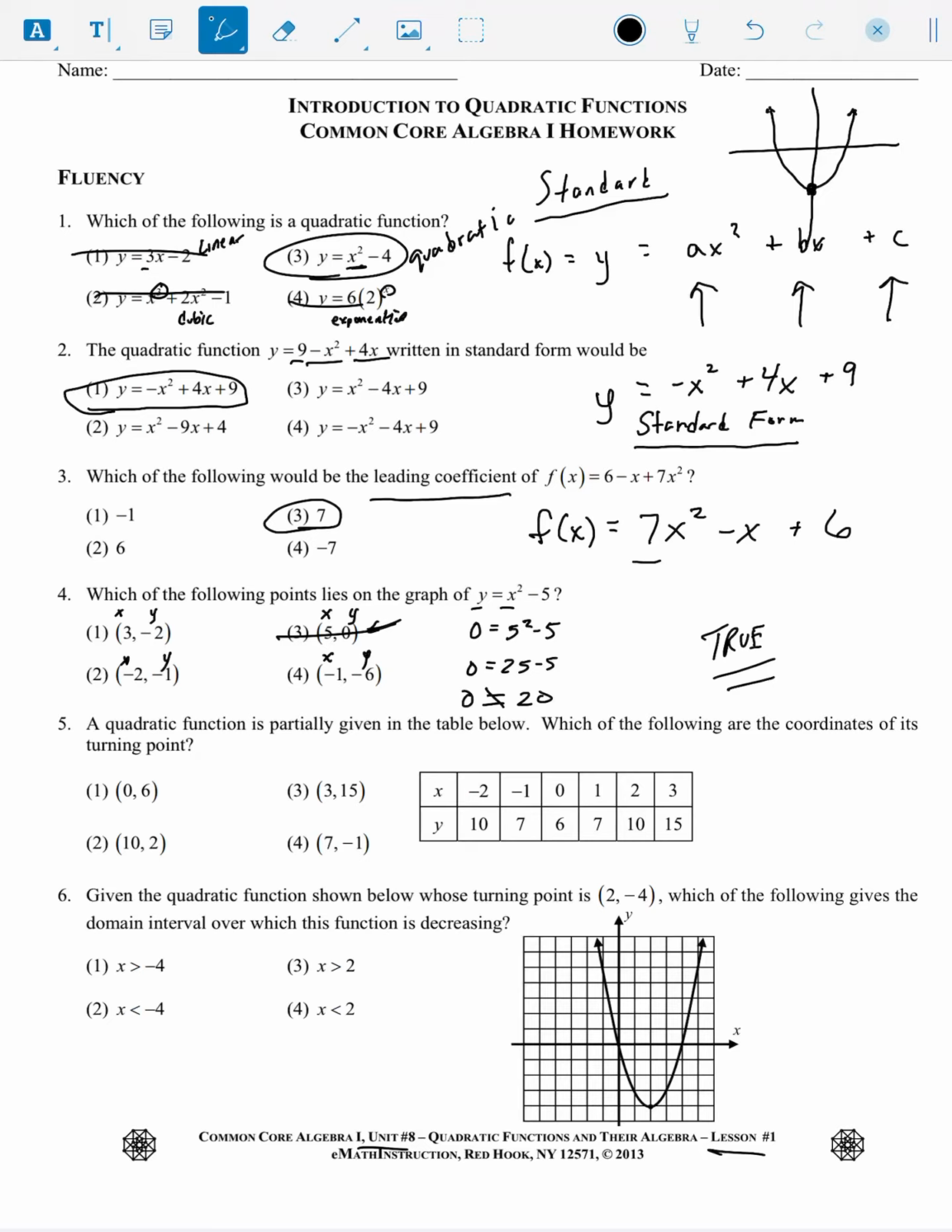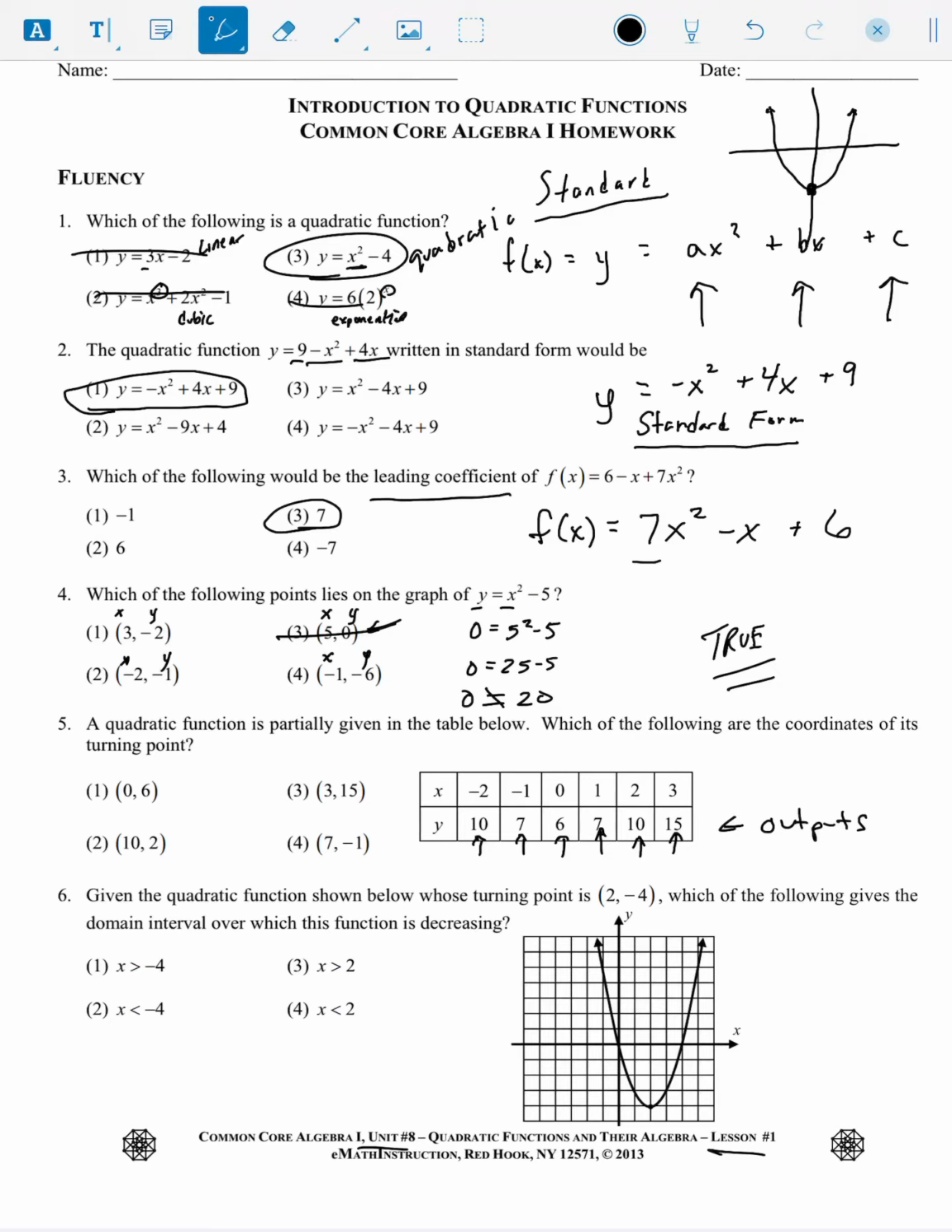Question 5 says a quadratic function is partially given in the table below. Which of the following are the coordinates of the turning point? Now remember, we look at our output values to determine where the turning point is, our y values. Notice it goes from 10 to 7 to 6. Looks like it's decreasing. And then it looks like it's increasing again, 7, 10, and 15.